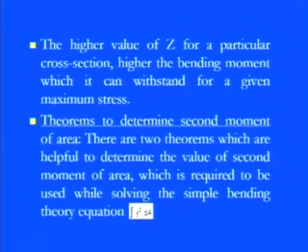Here there are two different methods. There are two theorems which are helpful to determine the value of the second moment of area, which is required while solving the simple bending theory equation, the integration of y squared dA. So first is the summation of y squared dA, second is the integration of y squared dA. Which one is helpful in which condition? This is the prime matter of concern.